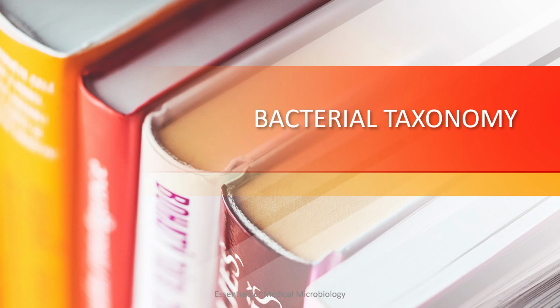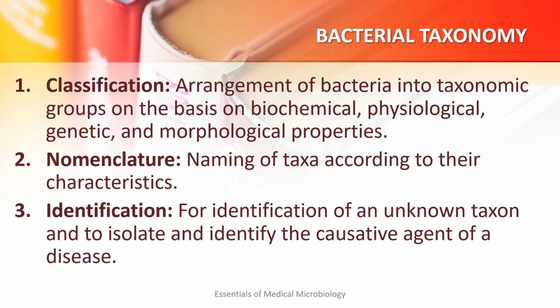This is the introduction to microbiology. Next, coming to bacterial taxonomy. The first thing is classification. What do you mean by classification? Arrangement of bacteria into taxonomic groups on the basis of biochemical, physical, genetic and morphological properties. What do you mean by nomenclature? Naming of taxa according to their characteristics. Identification is the identification of an unknown taxon, and to isolate and identify the causative agent of a disease.